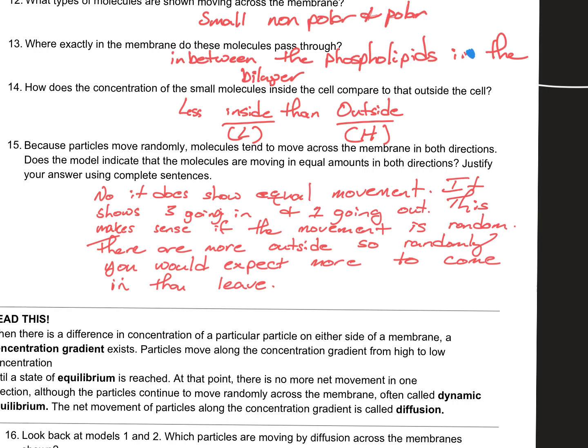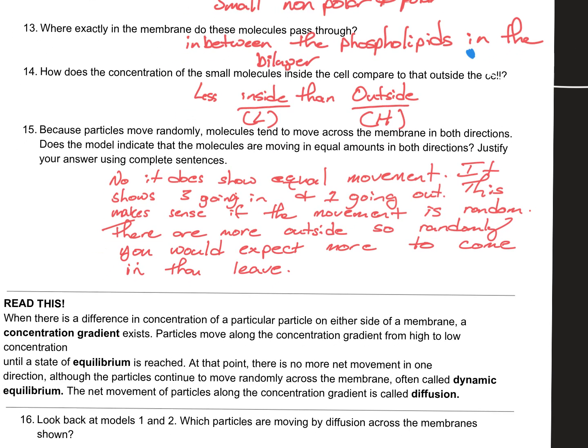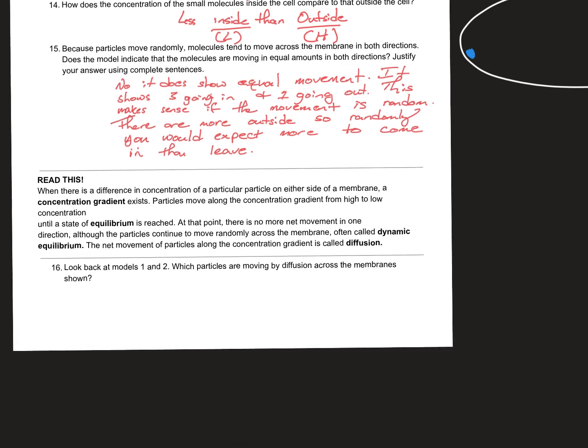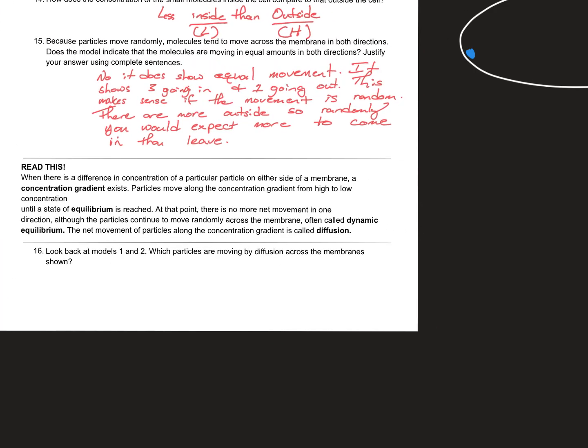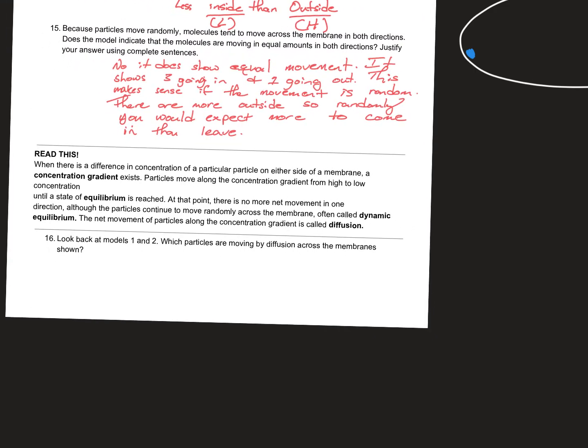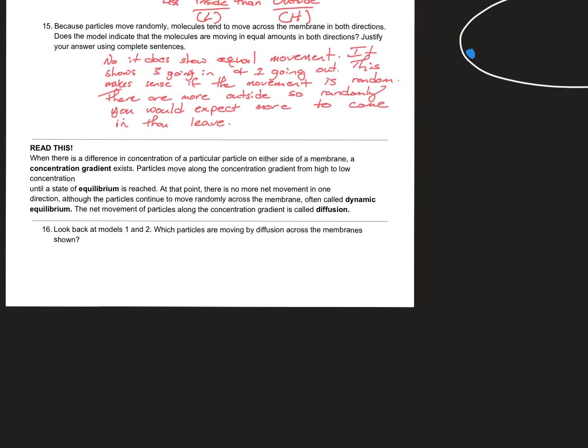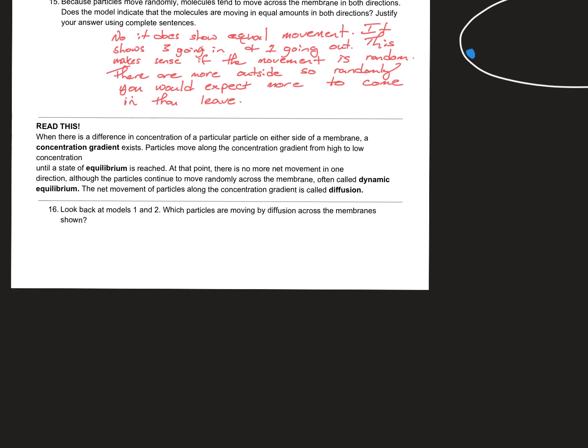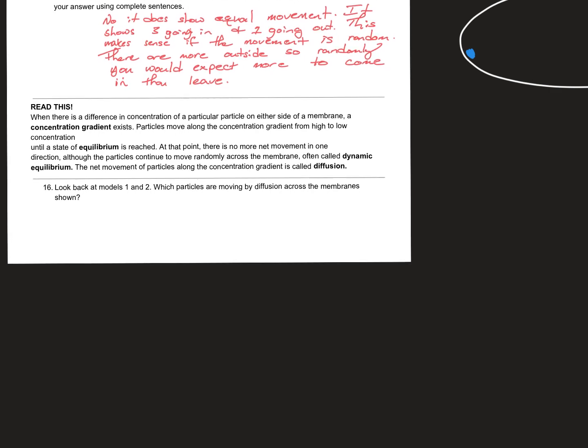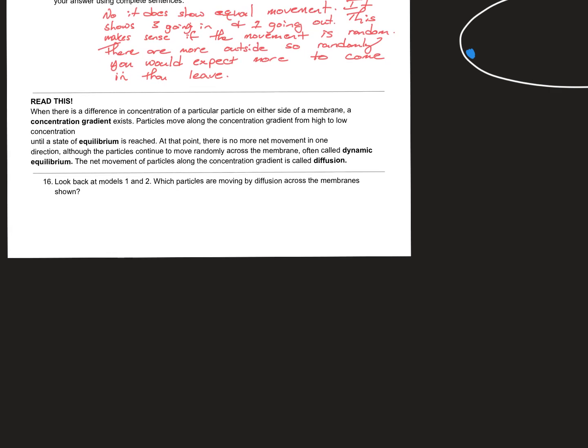So we call that dynamic equilibrium, right? All right. When there's a difference in concentration of a particular particle on either side of a membrane, a concentration gradient exists. Particles move along the concentration gradient from high to low concentration until a state of equilibrium is reached. At that point, there is no more movement in one direction. Although particles continue to randomly move across the membrane, it's often called dynamic equilibrium. The net movement of particles along the concentration gradient is called diffusion.